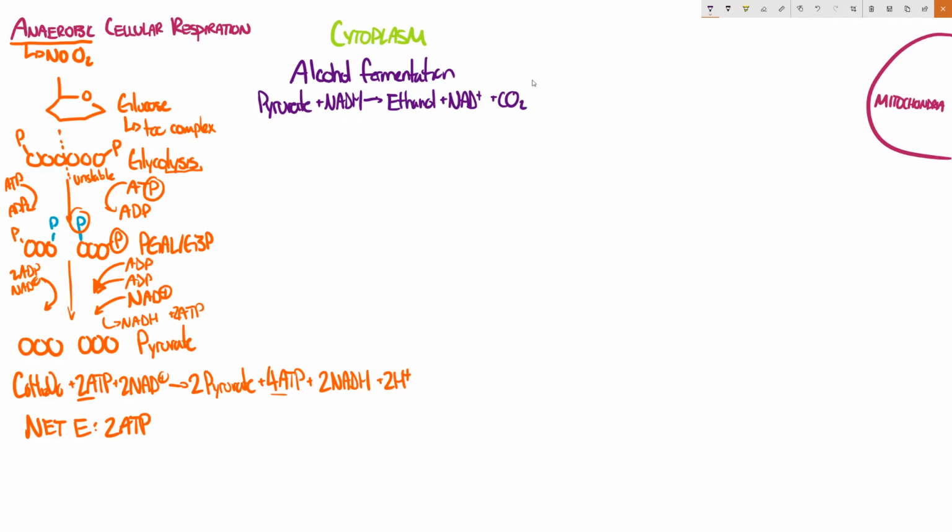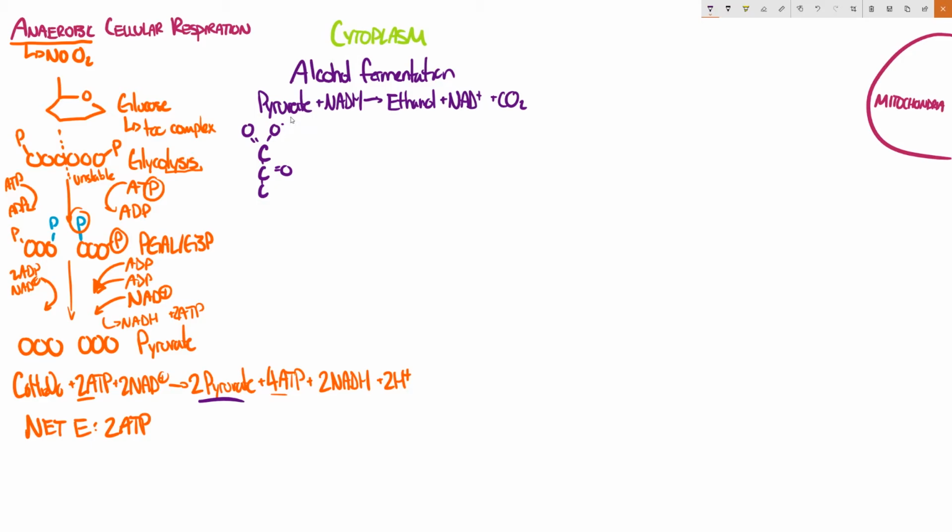So where do those come from? Pyruvate, we know it comes from glycolysis. So let's draw our 3-carbon pyruvate, right? 1, 2, 3 carbons. And it's going to have a double bonded oxygen there.